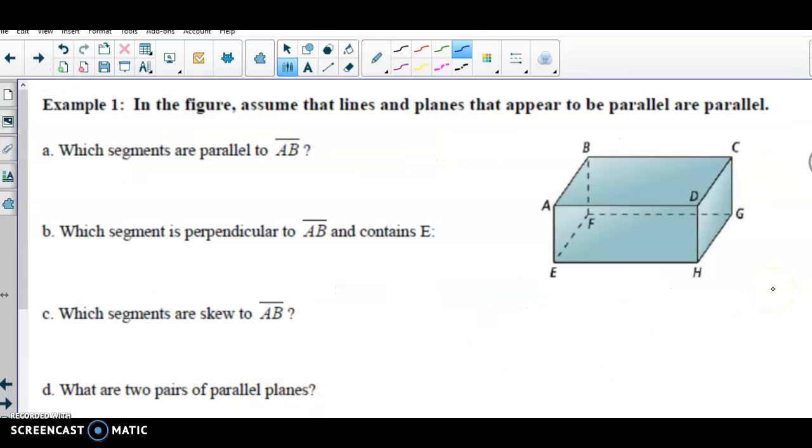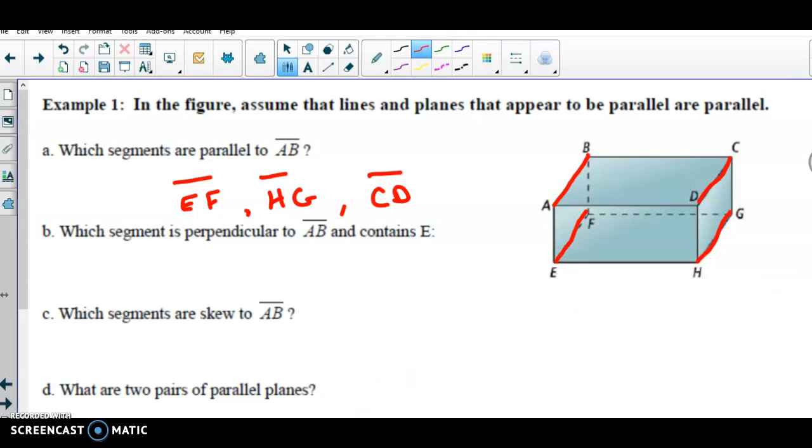All right, let's practice a little bit. So we assume that the lines and the planes that appear to be parallel, are parallel. So we want some segments parallel to AB. So here's AB. So we're looking for all of the segments that are going basically in the same direction. EF would be parallel to it. And you could call it a segment or a line because it does go on forever and ever. HG is parallel. CD is going to be parallel. Any of them that are going the same direction would be parallel.